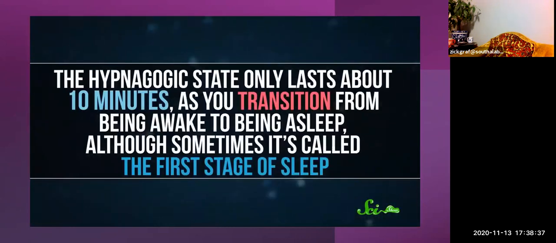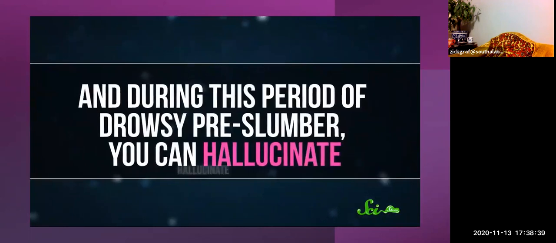The hypnagogic state only lasts about 10 minutes as you transition from being awake to being asleep, although sometimes it's called the first stage of sleep. And during this period of drowsy pre-slumber, you can hallucinate. You might feel like you're falling, flying, or floating. You might hear short phrases or sounds, or see anything from amorphous shapes and colors to clear images of people.